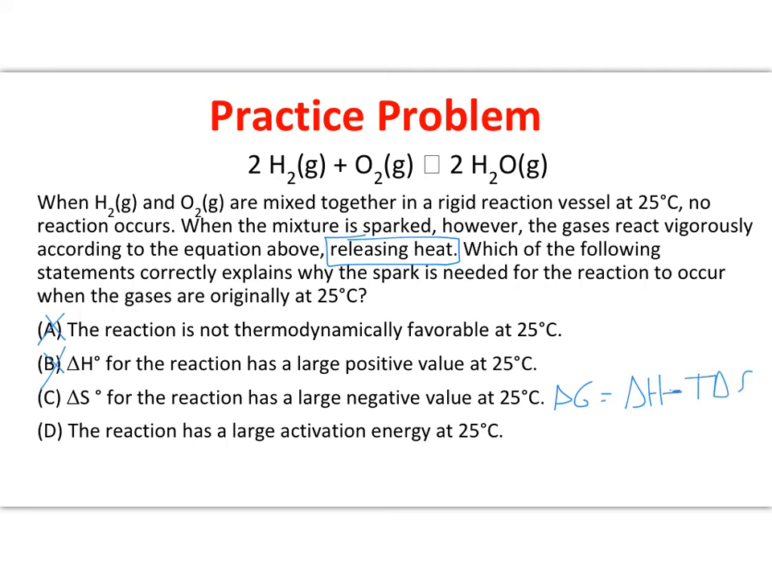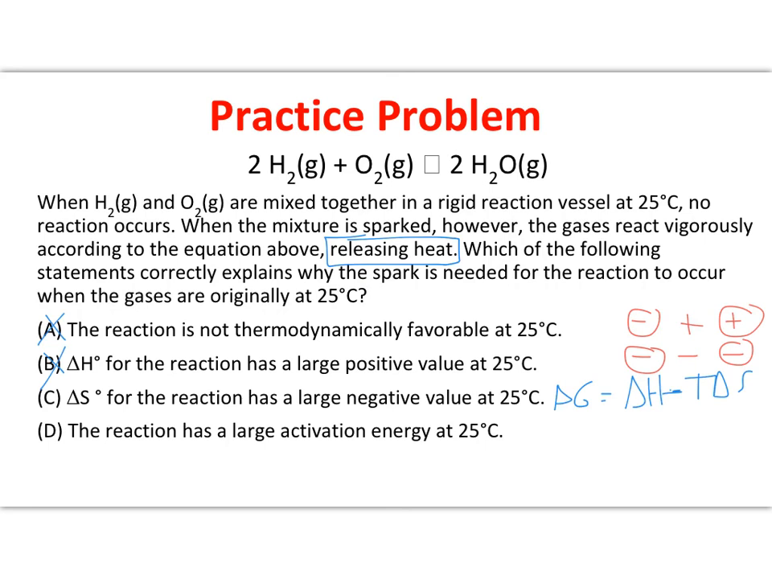Okay, and we have a negative delta H because it's an exothermic reaction. And we have a negative delta S. So again, we have a negative plus a positive. And if the reaction had a large negative delta S, that would push the delta G to be positive.